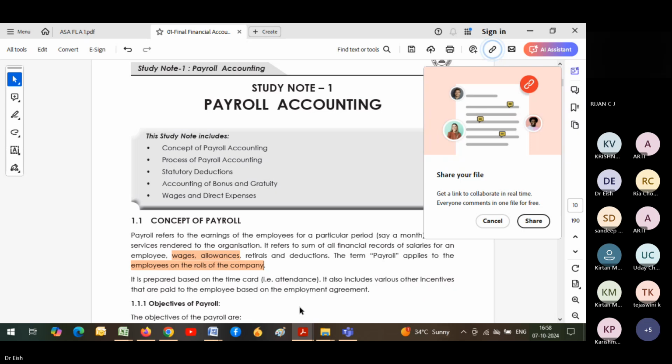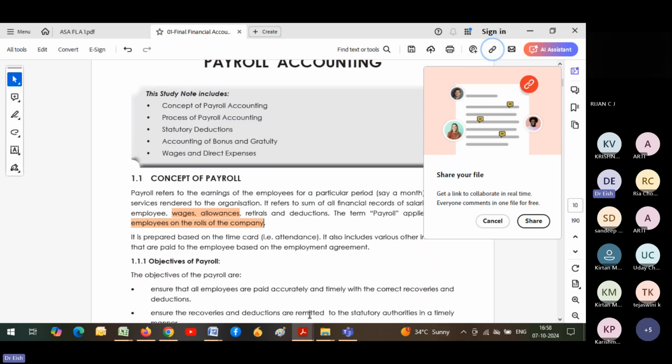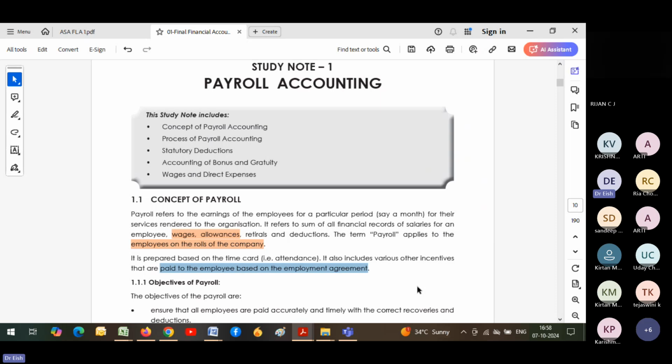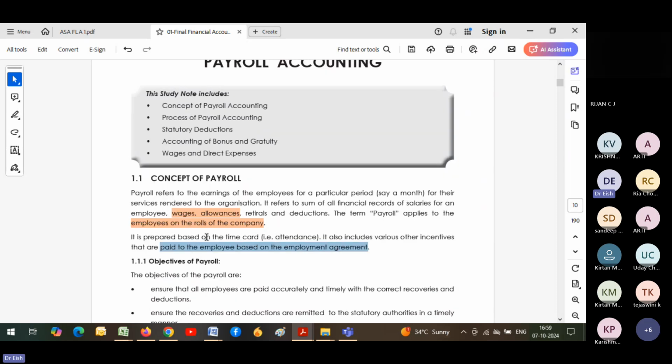It is prepared based on the time card. Suppose the employee works for 25 days, you get the salary on a 25-day basis. Suppose the employee gets salary for 30 days. So what is the base of getting salary? His attendance record. Whatever the attendance record is, that is reflected in the payroll. It also includes various other incentives that are paid to the employee based on the employment agreement. So it is prepared based on the time card. Salary is based on the time card.